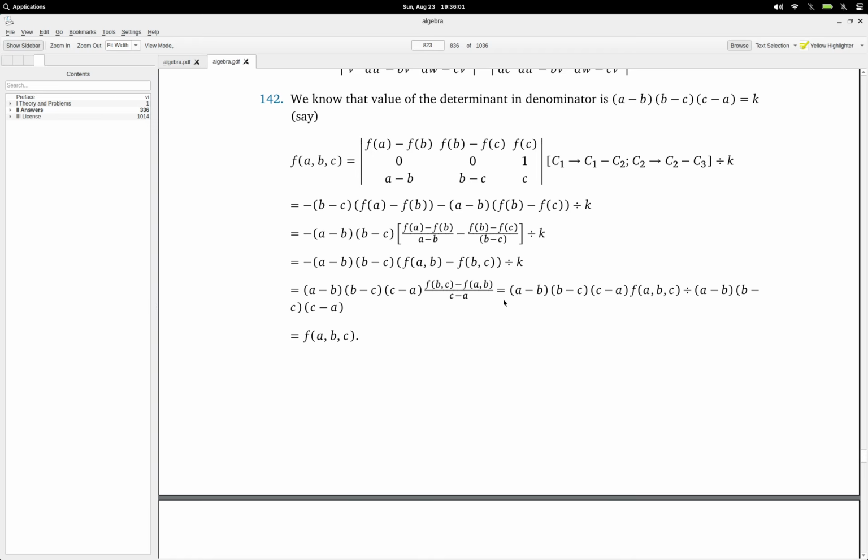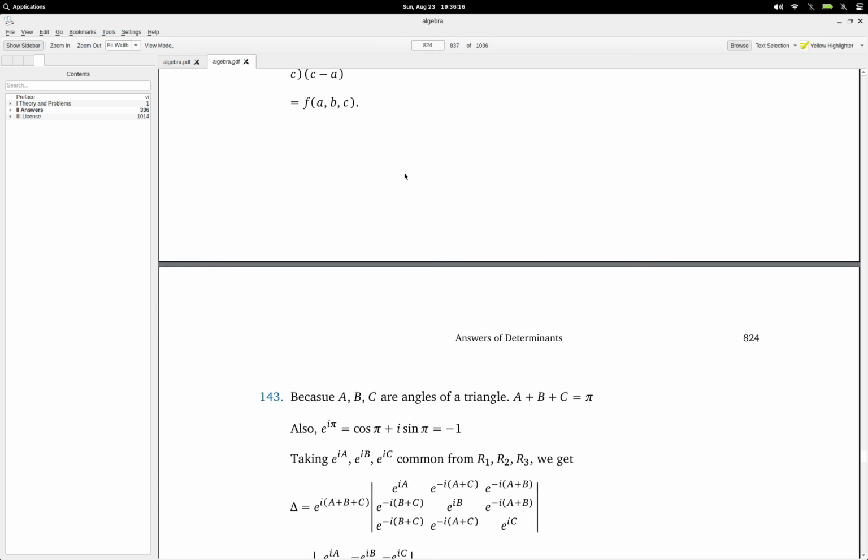I suspect there is something wrong at this step, right? I don't have pen and paper to evaluate it, but if you perform the calculation that way, eventually you will get f of a comma b comma c. So it's a very easy question, nothing complicated.